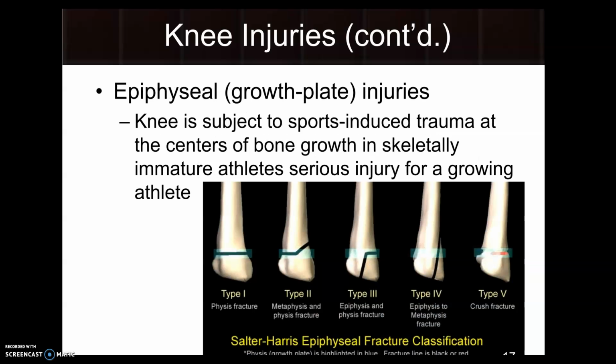We talked about epiphyseal plate injuries, the Salter-Harris types. They can happen here in the knee, in both the femur and the tibia. And again, if the growth plate is involved, this is going to disrupt growth. So skeletally immature athletes that have these injuries have to be very careful that they don't heal and close the growth plate early, leading to a leg length discrepancy.